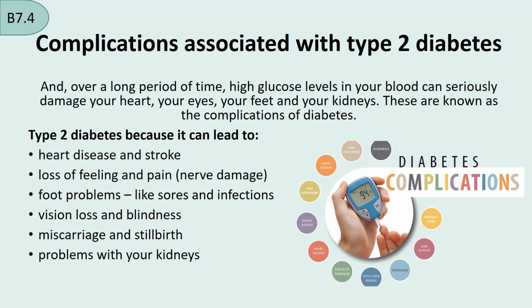So type 2 diabetes can lead to heart disease and strokes, a loss of feeling and pain, so it actually causes nerve damage, foot problems, so you can get sores and infections in your feet, and amputations are quite common, vision loss and blindness, miscarriage and stillbirth, and problems with the kidneys, so causing kidney failure and things like that. So those are some of the complications with type 2 diabetes if the blood sugar levels are not controlled.